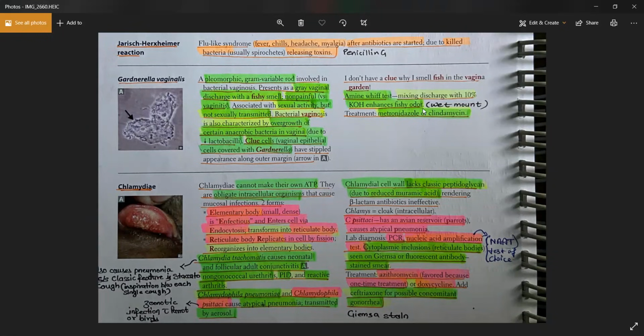Anyone remember the function of clindamycin? The mechanism of action of clindamycin? Anyone? The function of clindamycin, how it acts? The chloramphenicol and the macrolides, remember? It can work like these two drugs. The ribosomes? Yeah, does it act on the ribosomes by inhibiting the 50S? Yeah, exactly.